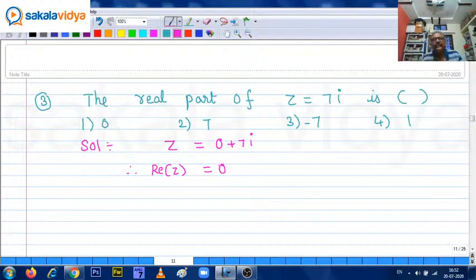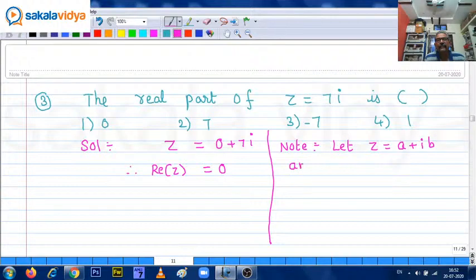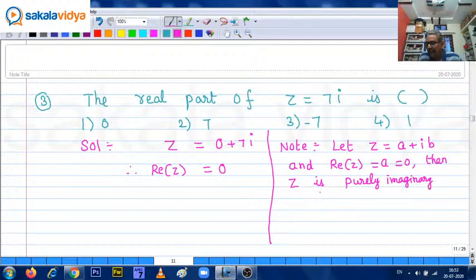So now some important points to be noted. Note down here. Let z = a + ib and a = 0. That means the real part of z equals 0. Then z is purely imaginary. If the real part of z is equal to 0, then it is called purely imaginary.